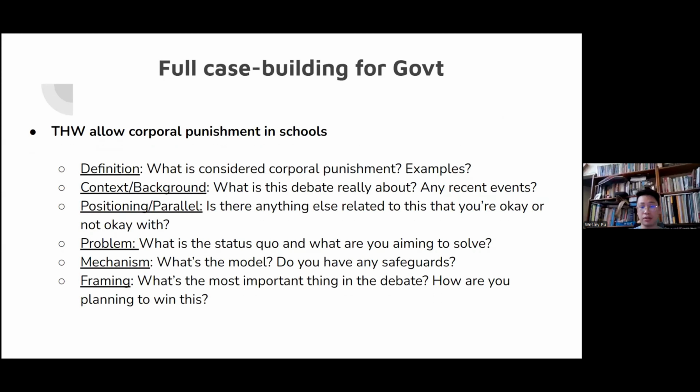For example, in this house, we allow corporal punishment in schools. How do you do this step by step? First, we talk about definition. Remember, a definition is not what is corporal punishment, but what corporal punishment looks like. Examples of what is considered corporal punishment: for example, caning a child, hitting them with a ruler, basically physically hitting a child in order to inflict pain so they know that something's wrong.